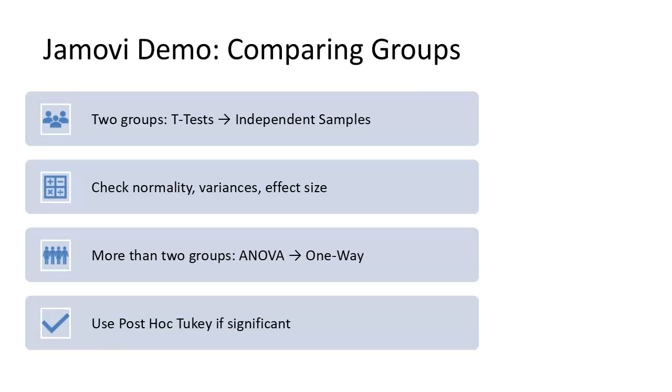If you have more than two groups, use ANOVA, One-Way ANOVA. Put outcome as the dependent variable and group as the fixed factor. Check effect size and run Tukey post hoc tests if significant.